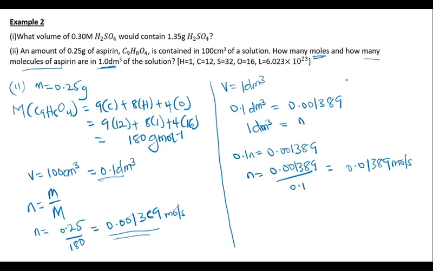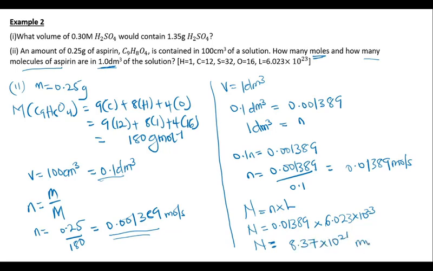Now, how many means the number, so the number, which is capital N, is equal to the mole multiplied by the Avogadro's number. So the capital N is equal to 0.01389 multiplied by 6.023 times 10 raised to the power 23. So our capital N, or the molecules of aspirin present in this example, is 8.37 times 10 raised to the power 21 molecules of aspirin.